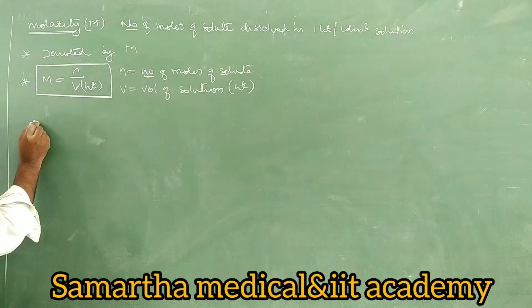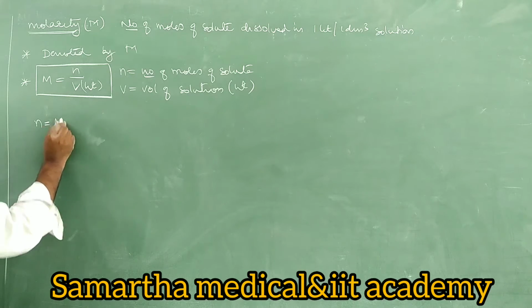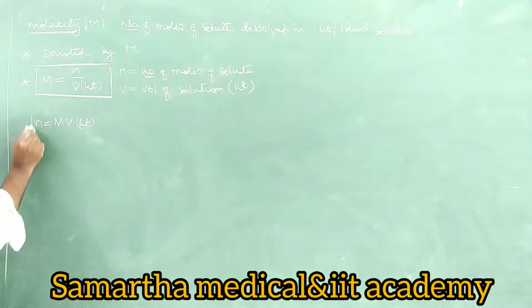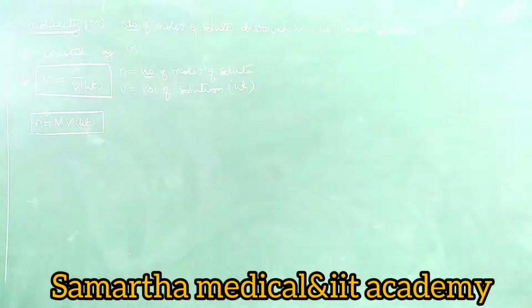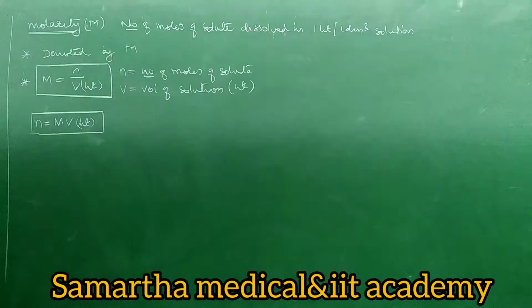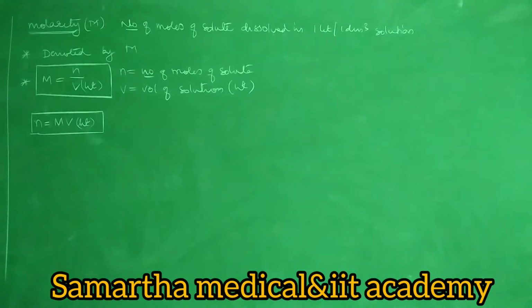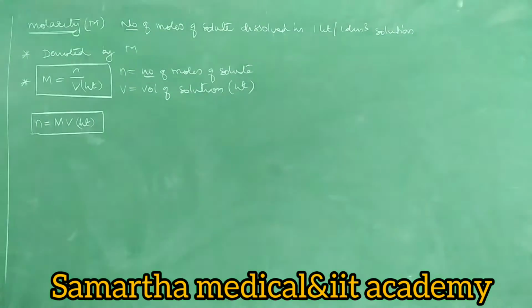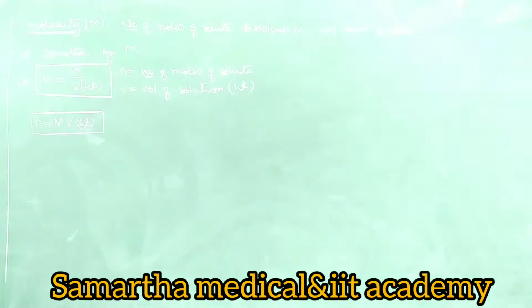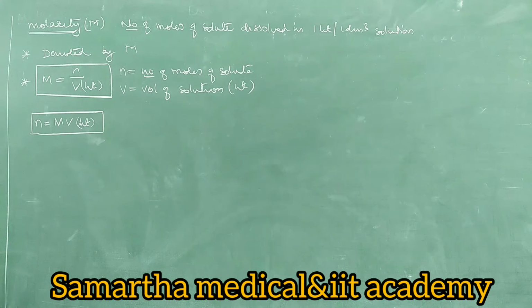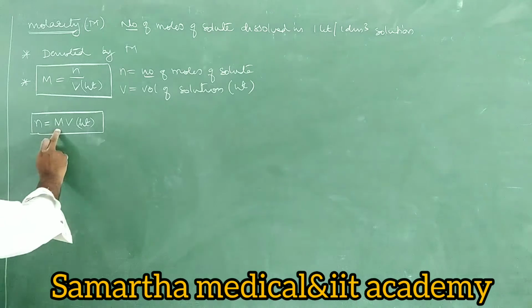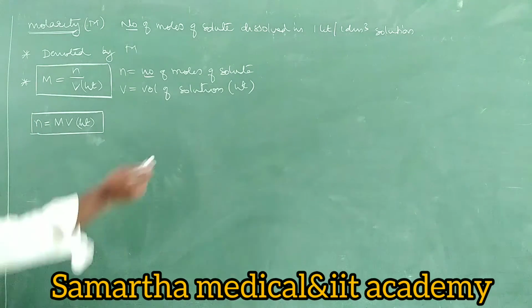Now can you calculate the mole here? n is equal to, this we have already studied, M into V, where V should be in liter. So the number of moles is equal to molarity into volume, and volume should be in liter. Next, it is the number of moles.